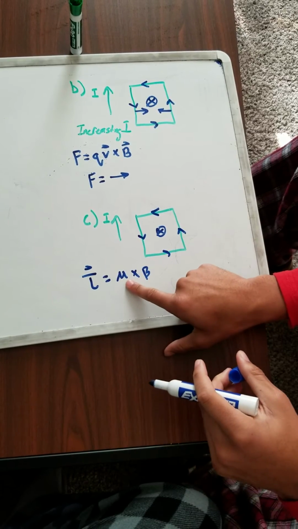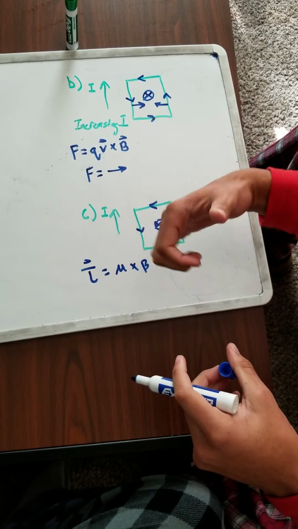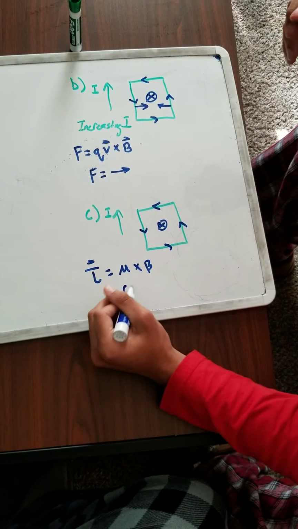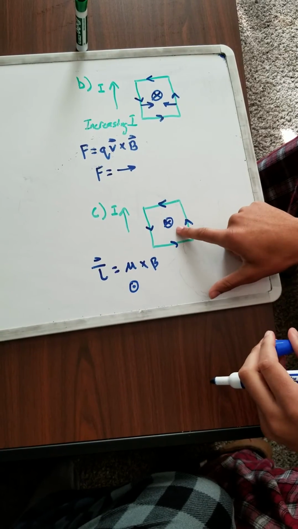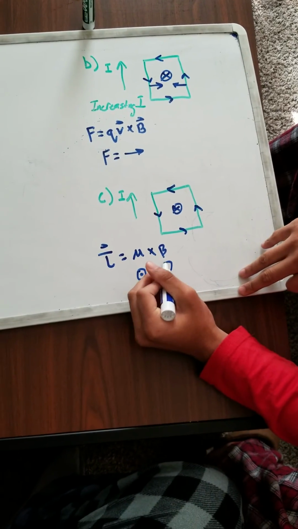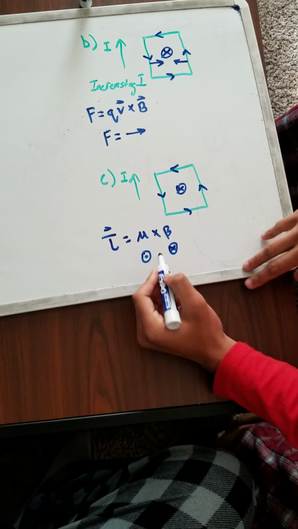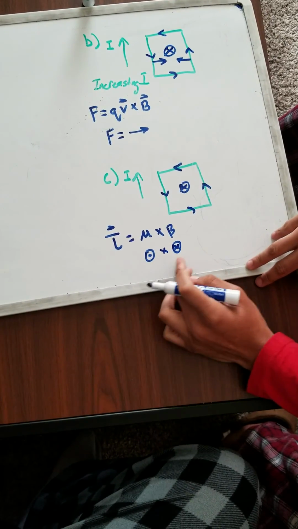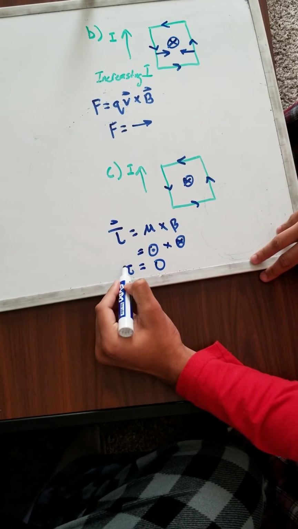So the magnetic moment vector would be out of the board due to the induced magnetic field. The magnetic field would be into the board. Now crossing these two vectors, because they are 180 degrees from each other, we know that crossing those two vectors will give us a torque vector equaling 0.